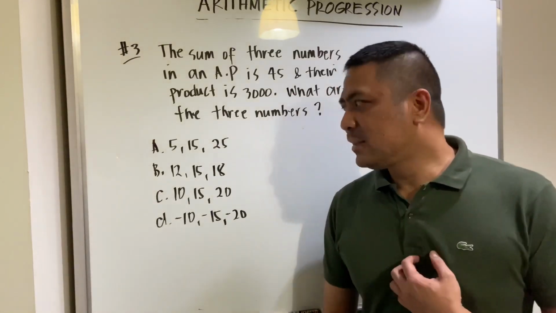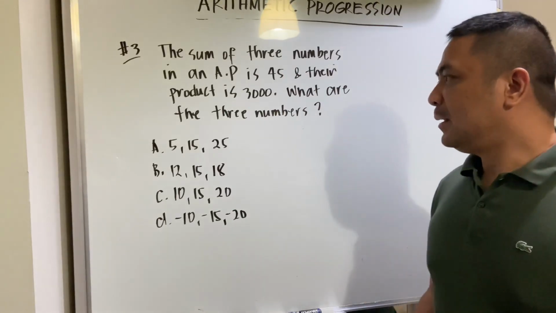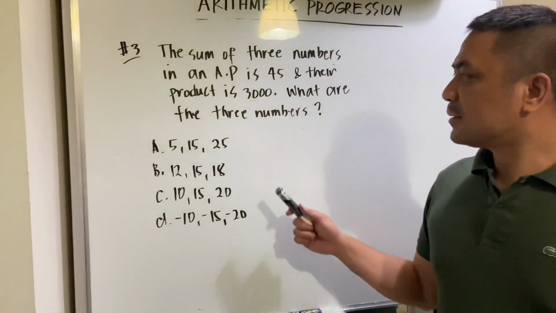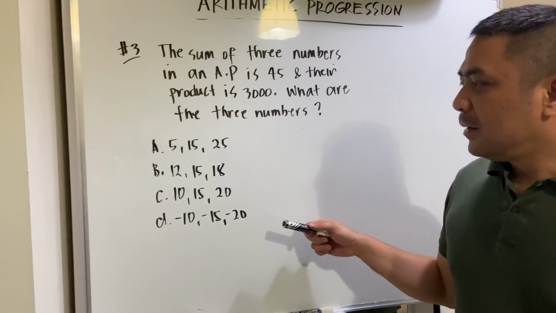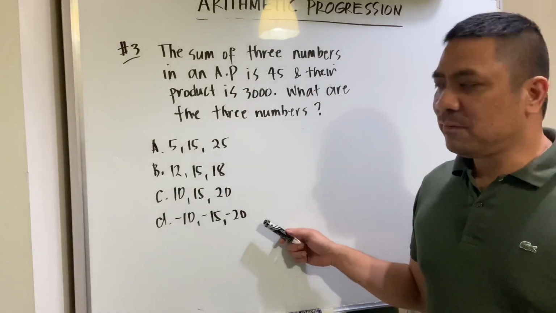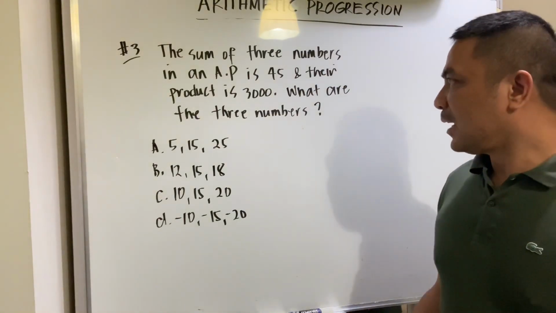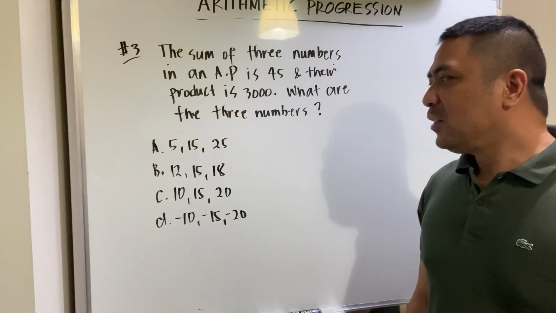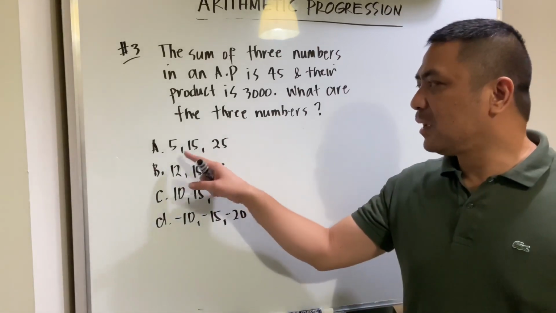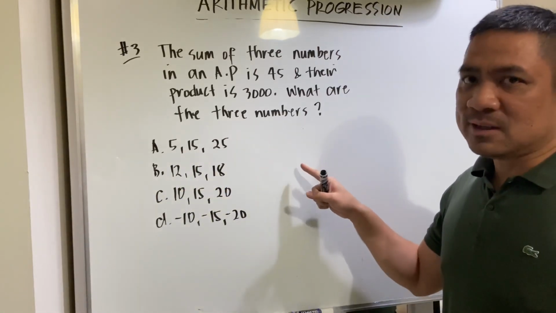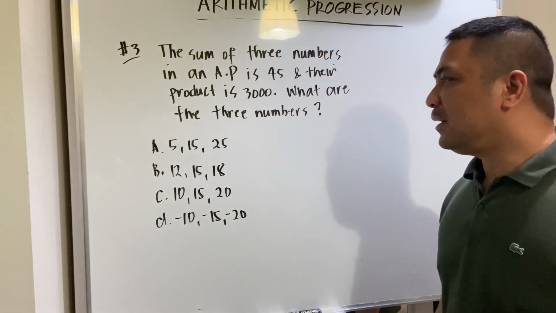So medyo madali ito, by just inspecting the given choices, makukuha mo na yung sagot. So if you'll try to get the sum of the choices, I think letter A, letter B, letter C will give you a sum of 45, and letter D, I think it's negative 45. So definitely letter D is not the answer. So the second condition, their product is 3,000. I don't think letter A will give you a product of 3,000 because you have an odd times odd times odd, so it will give you a product that is also odd. But 3,000 is an even number. So without a calculator, you can eliminate letter A.